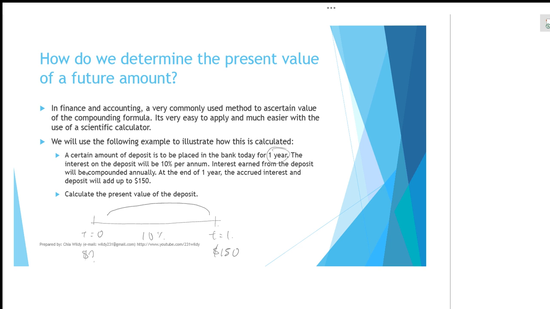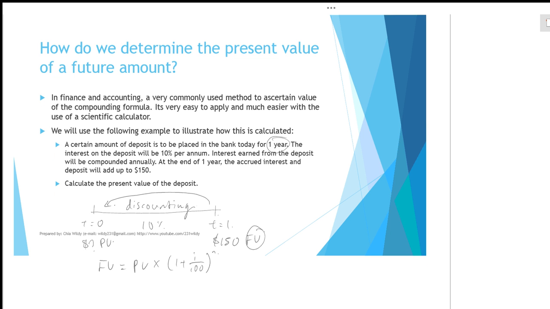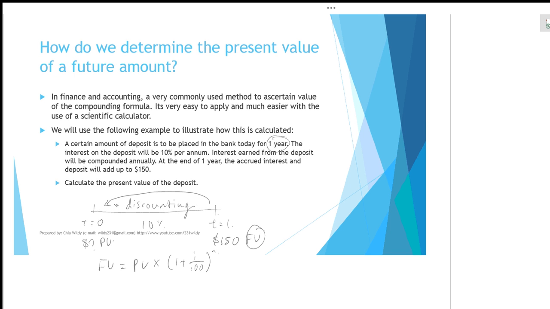So now you're doing the reverse. Now the reverse is known as discounting, right? Discounting means that you want to take the future value and find out how much it is worth in today's terms, or how much it is worth in present terms. So what we can do is refer back to the formula, which is future value equals present value multiplied by (1 + I/100) to the power of n. So in this case, what we're trying to find is the present value.